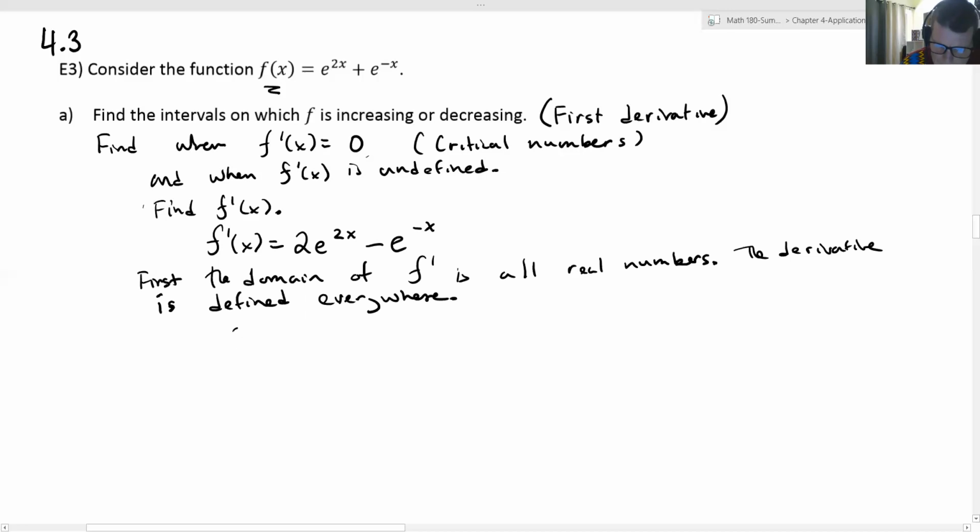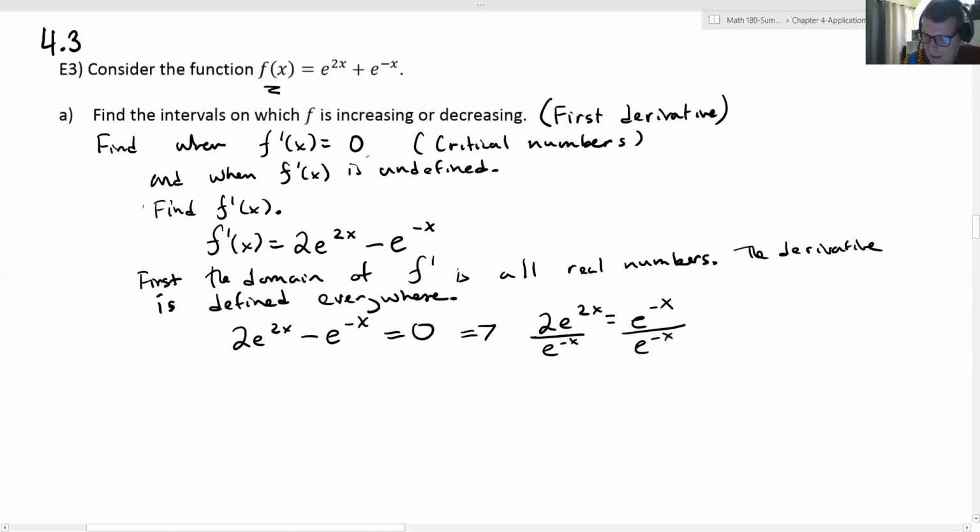Now let's see, when 2e to the 2x minus e to the negative x is equal to 0. Well, that's going to be when 2e to the 2x is equal to e to the negative x. We'll do a little bit of algebra here. I'm going to divide by e to the negative x, so that gives me 2e to the 3x equals 1. So e to the 3x equals 1/2.